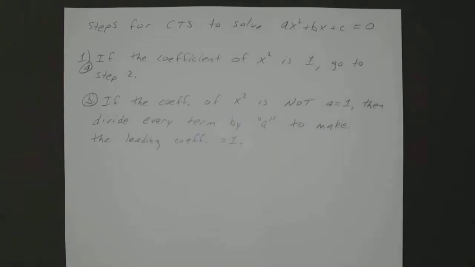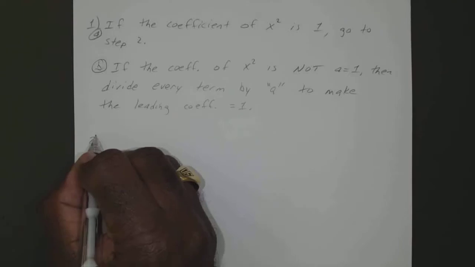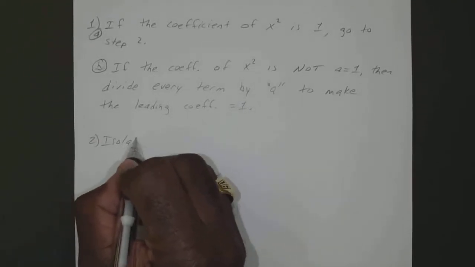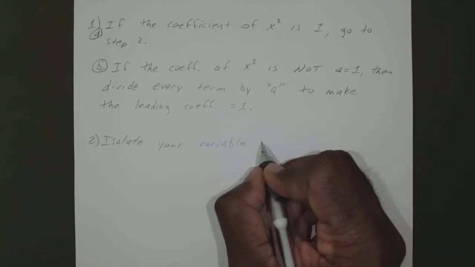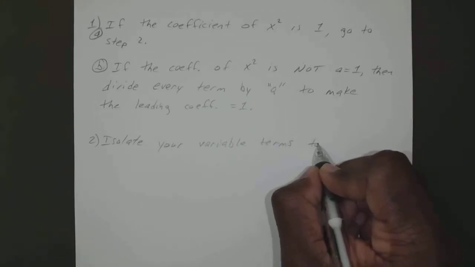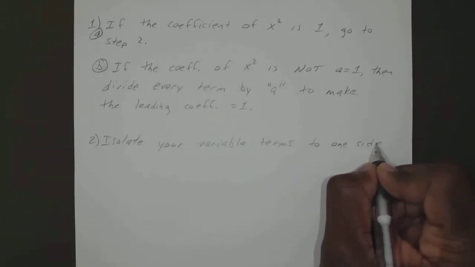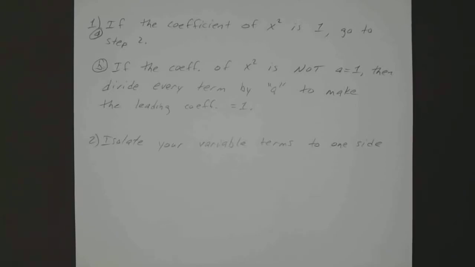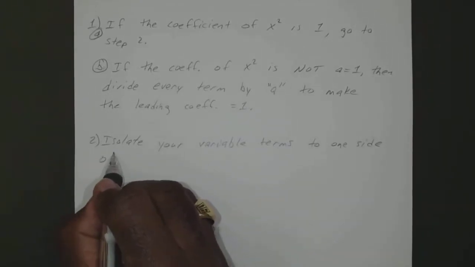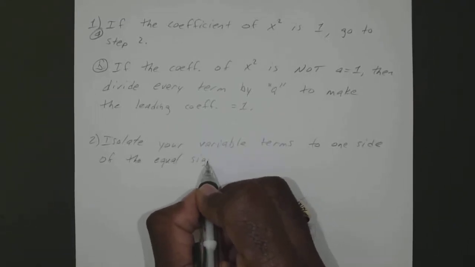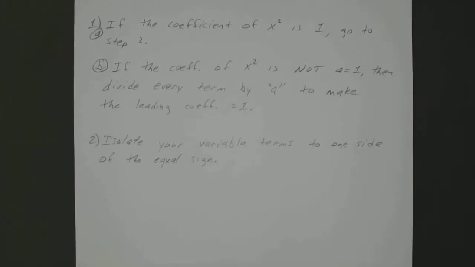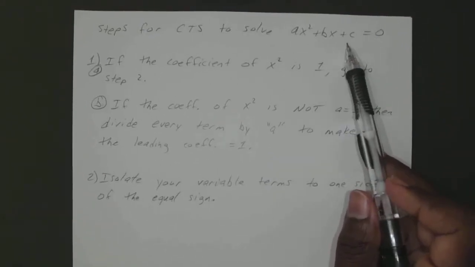Okay. Remember, your second step, you want to isolate all your variable terms. So all of your x terms are on one side, all of your non-x terms are on the other side of the equal sign. Which means in this case, you would subtract both sides by c.